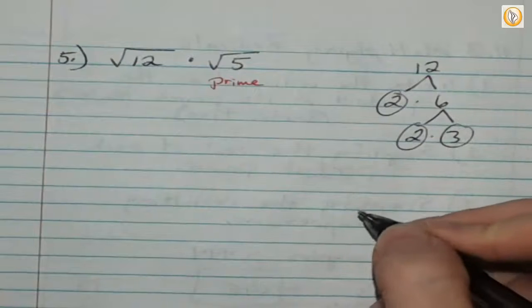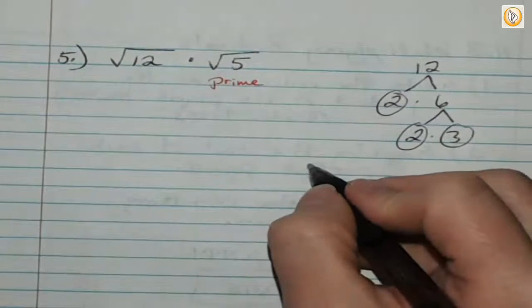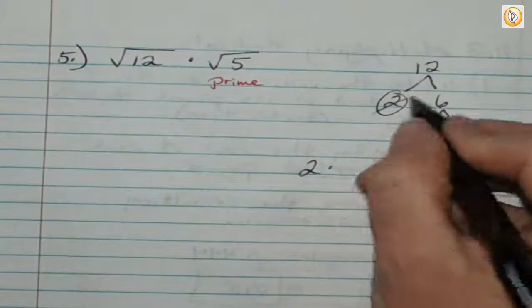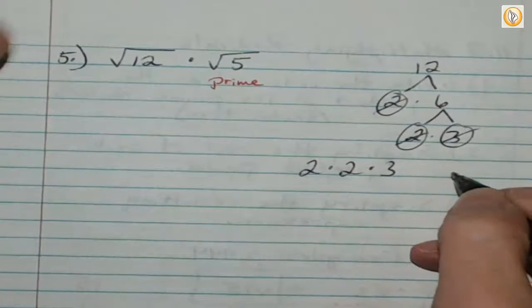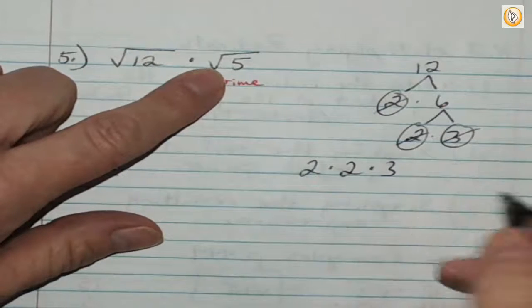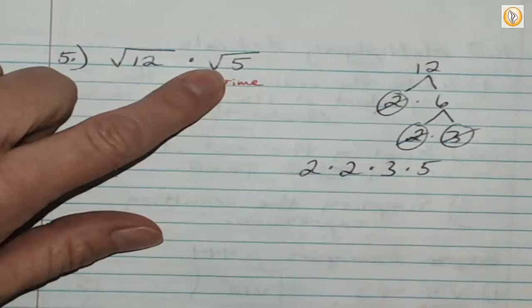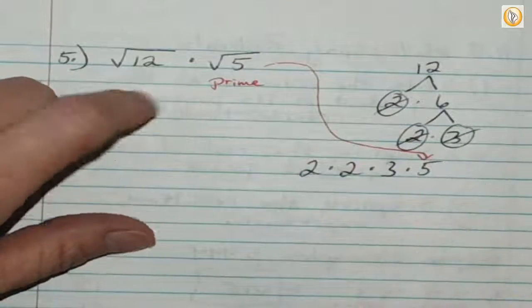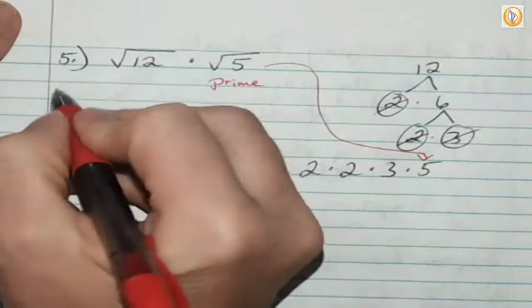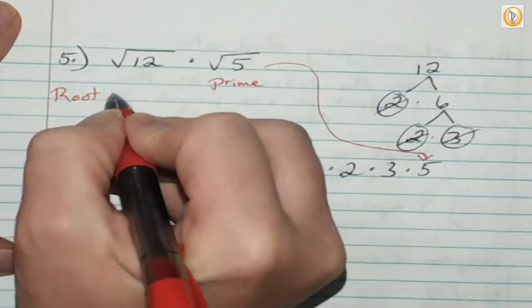And they're good. Now what do I do? 2 times 2 times 3. Okay, so we're going to include the 5 as well. That prime factor. Good job. That's right. The root is 2.